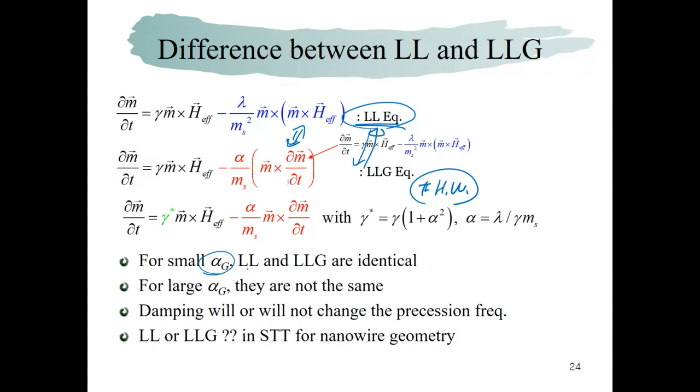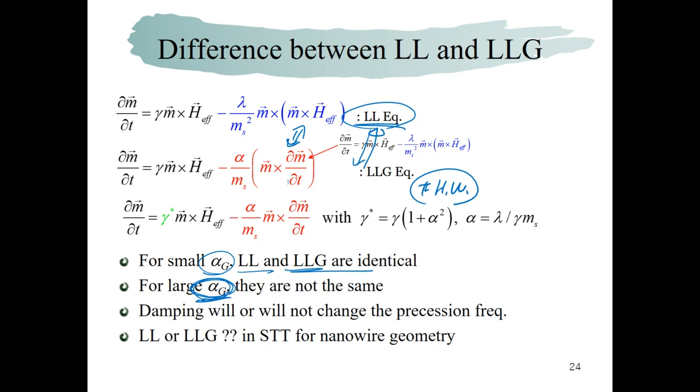Actually, for small damping, LL and LLG are identical. But if the damping constant is getting larger, they are not quite correct; they're not exactly the same. But the damping is usually very small, so physically, those two equations are almost identical.